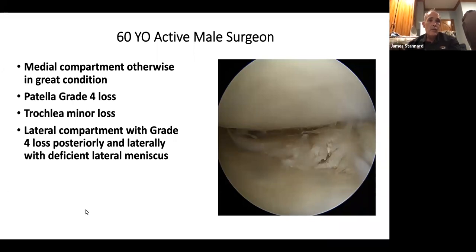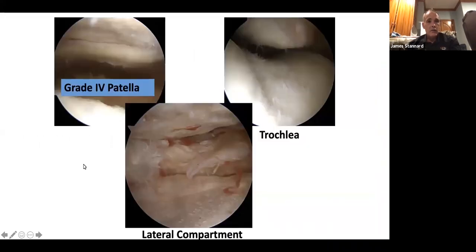So we've got a medial compartment, though, where the cartilage looks pretty good, despite being 60 and having been pretty active in life. Patella, though, had some grade 4 loss. Trochlea had some very minor loss, but looked pretty good. But then the lateral compartment had grade 4 loss posteriorly and laterally, and a fairly deficient lateral meniscus. So there's the patella, and you can see up in here, we're down to bone on a large portion of this patella. That had been tolerated pretty well, although the patient had been noticing it a little bit more. Here's the trochlea. It's got good cartilage cover and some mild to moderate changes. And then here's that lateral side.